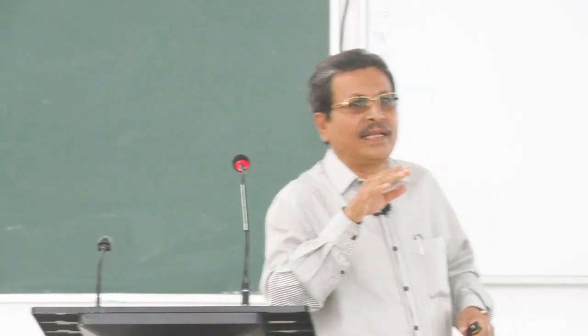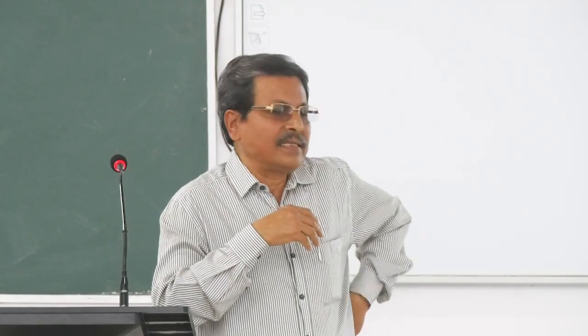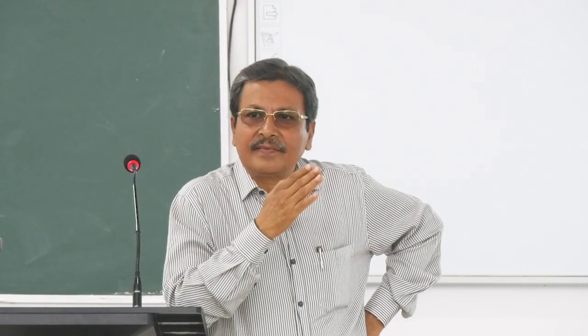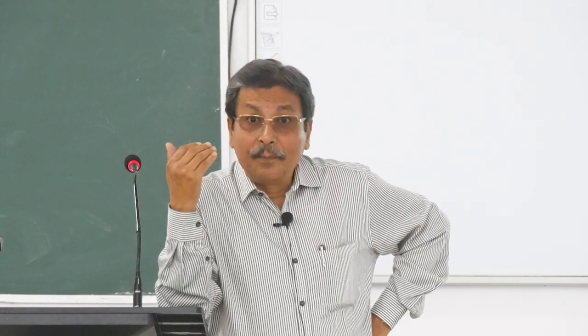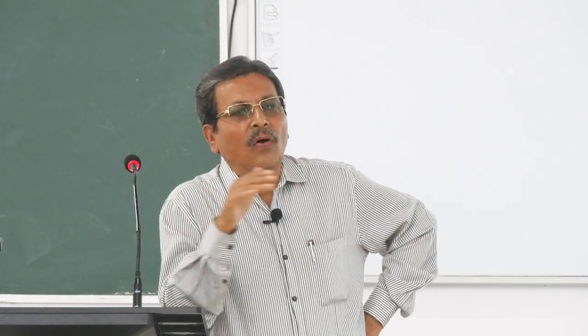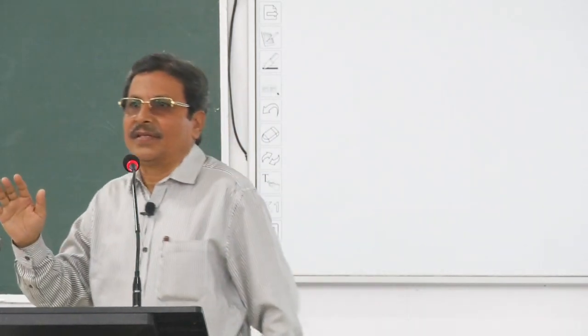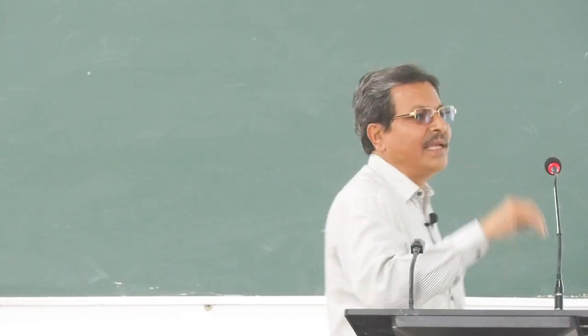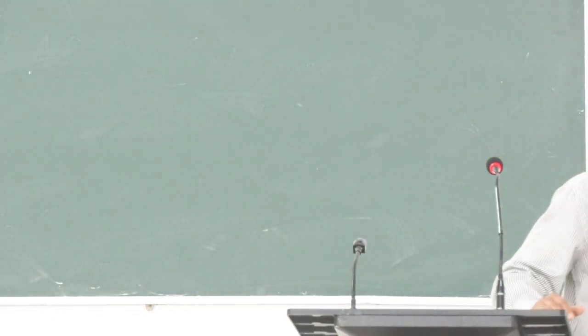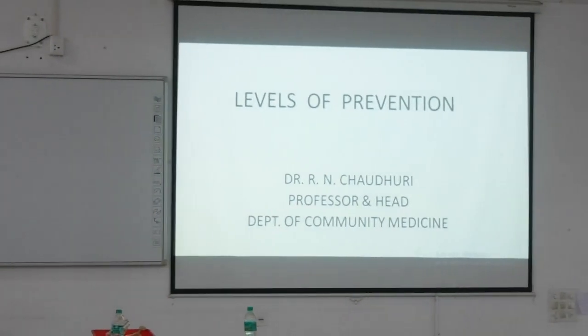Already Adam has discussed the natural history of disease. Before the start of the disease, before the start of the symptoms, and at the end, complications and sufferings are there. In all these areas, you can take preventive action. But that does not mean that preventive action will be taken only by a community medicine specialist. It will be taken under community medicine principles by clinicians, physicians, surgeons, etc. So the levels of prevention apply at all levels of the natural history of disease.